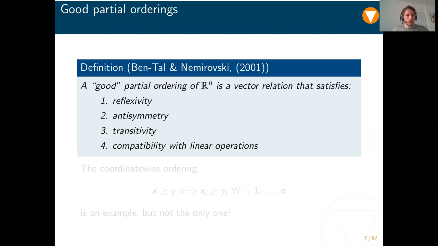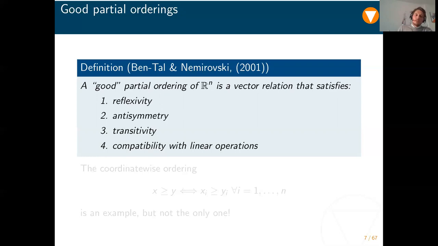So you might know a partial ordering of the vector space R^n is just some way of stating whether two vectors x and y are in some greater or equal or lower or equal relationship to one another. And in a book by Ben-Tal and Nemirovski that I'm going to cite more prominently in a few slides, the authors define a partial ordering which is actually a so-called good partial ordering, and it's just a partial ordering that satisfies these four properties.